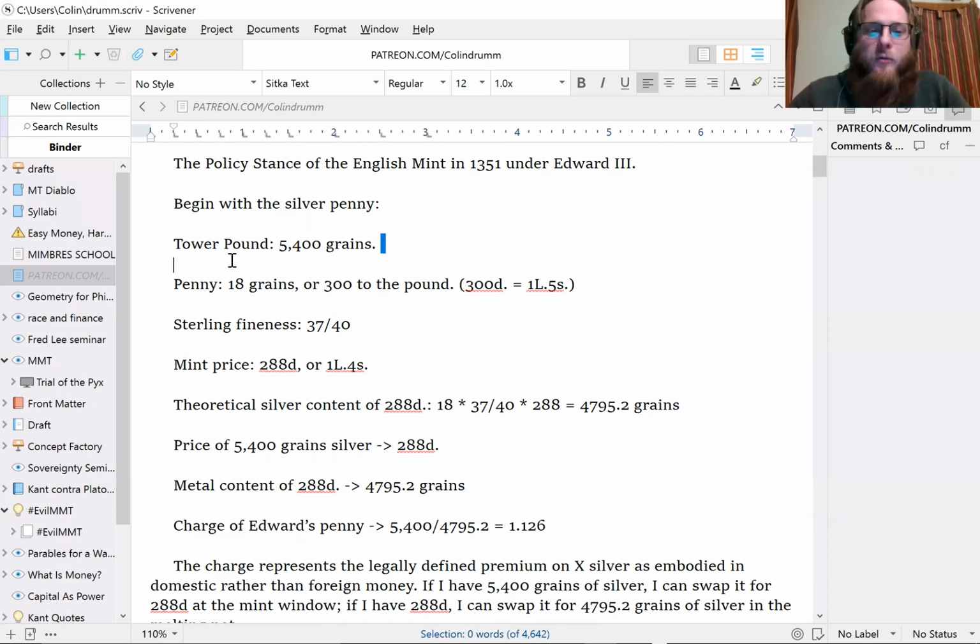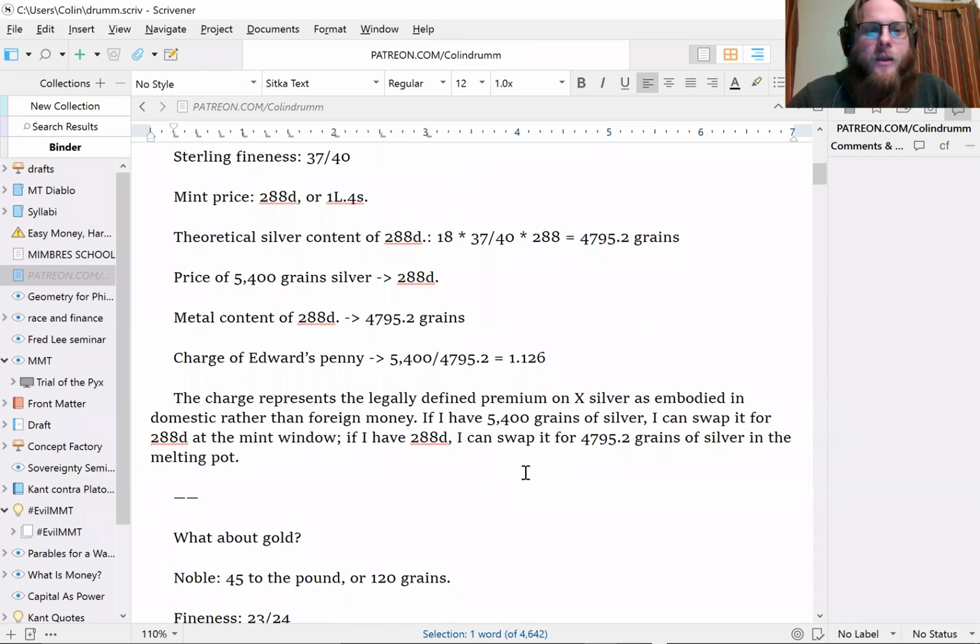So there are two different sources of profit for the merchant, the mint master and the king. One is the reduction in fineness in the creation of sterling, in which you add lead to the alloy, and the other is the nominal premium, which is created by the fact that the mint price is less than the cut. Hope you're following. All right.